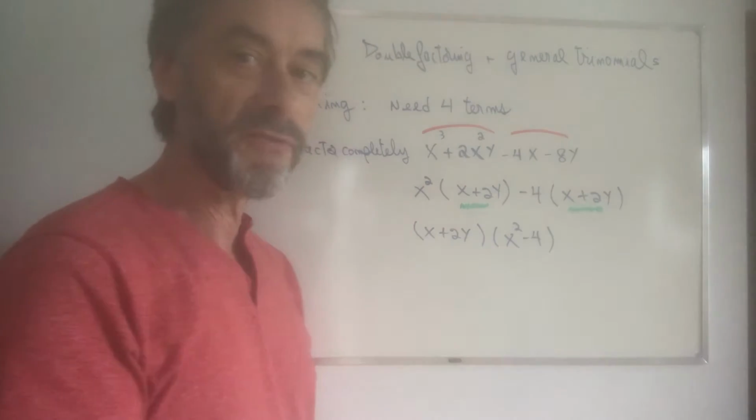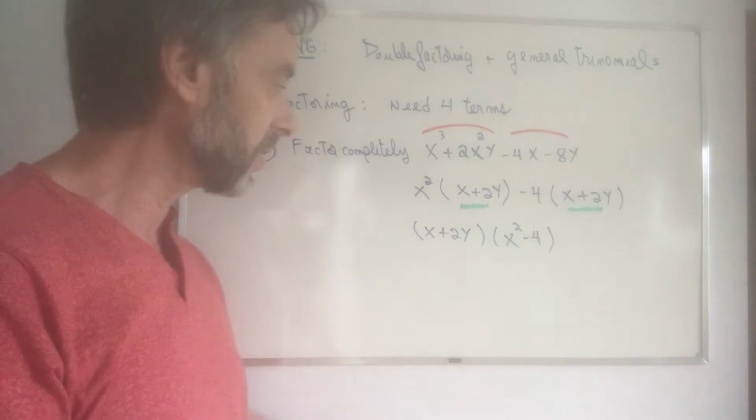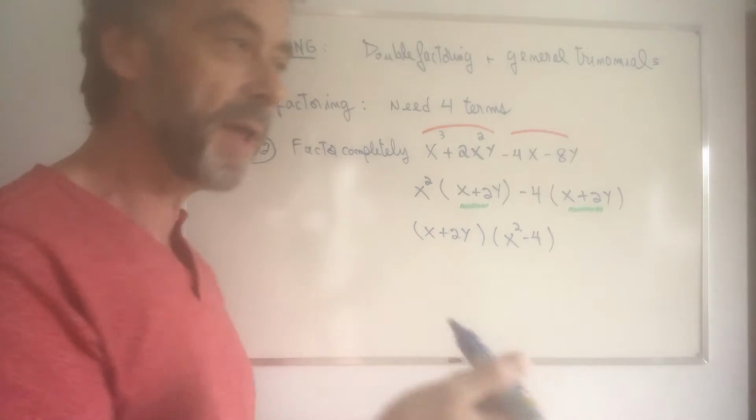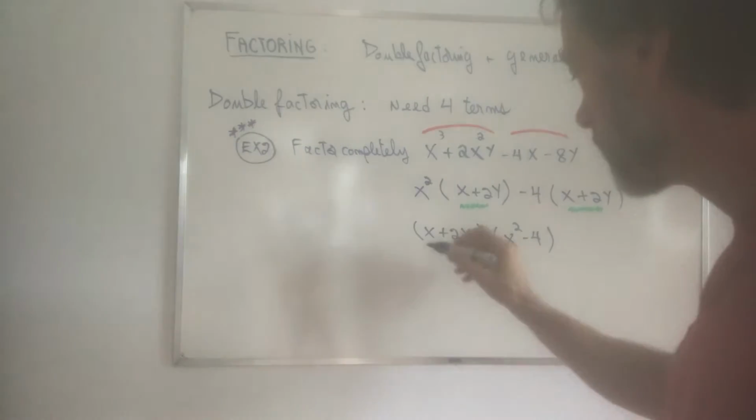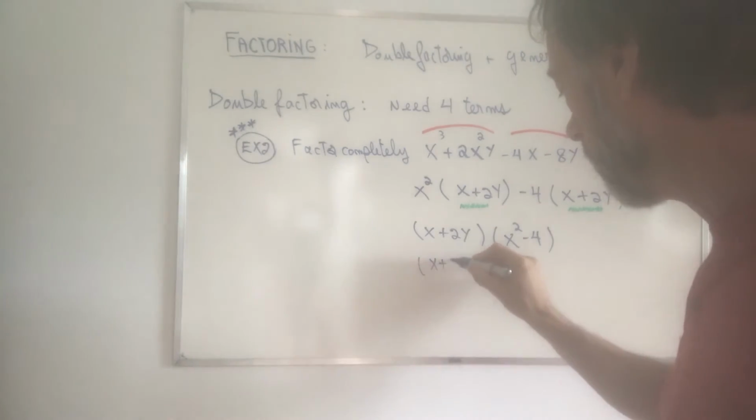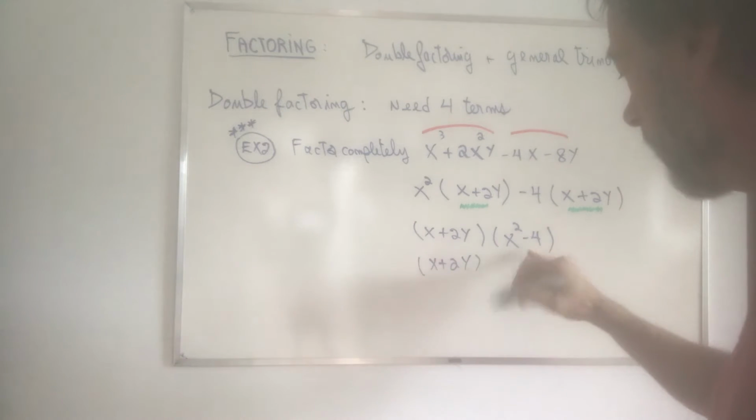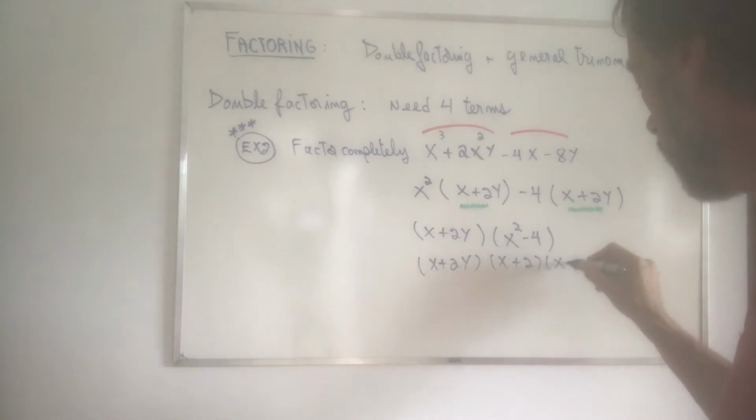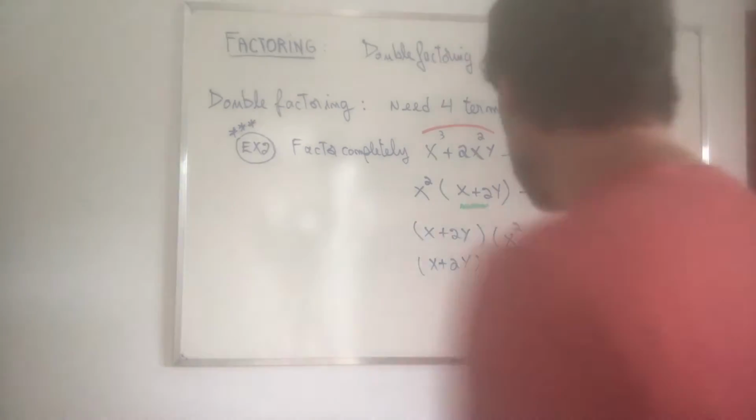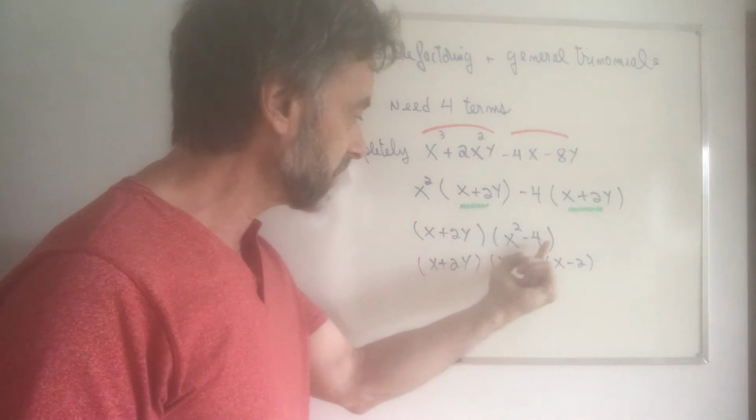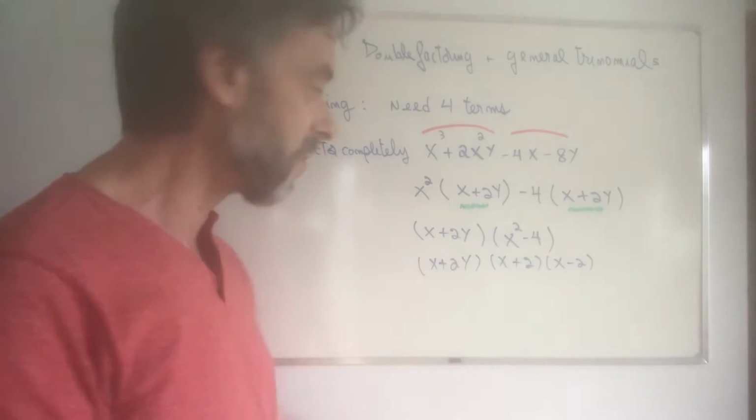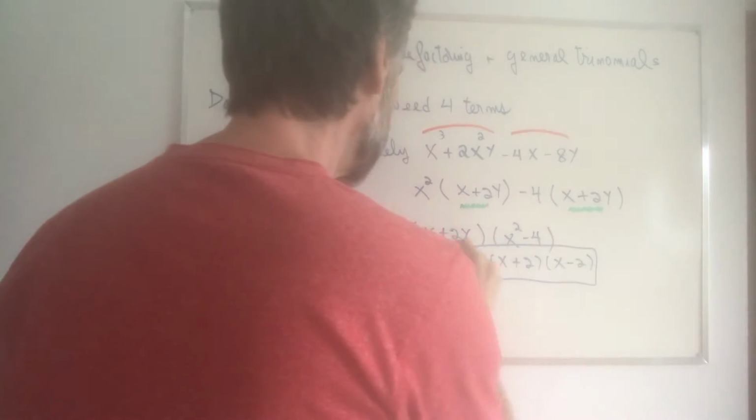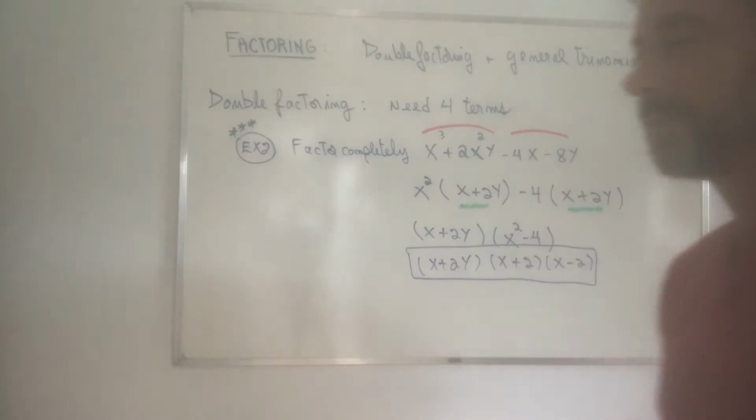Is that fully factored? Take a second look. The answer is not quite, because x squared minus 4, as we saw in the last video, is a difference of squares. So this will have to be written as x plus 2 and x minus 2, because x squared is a perfect square, and so is 4. That is now our final answer. Not super hard.